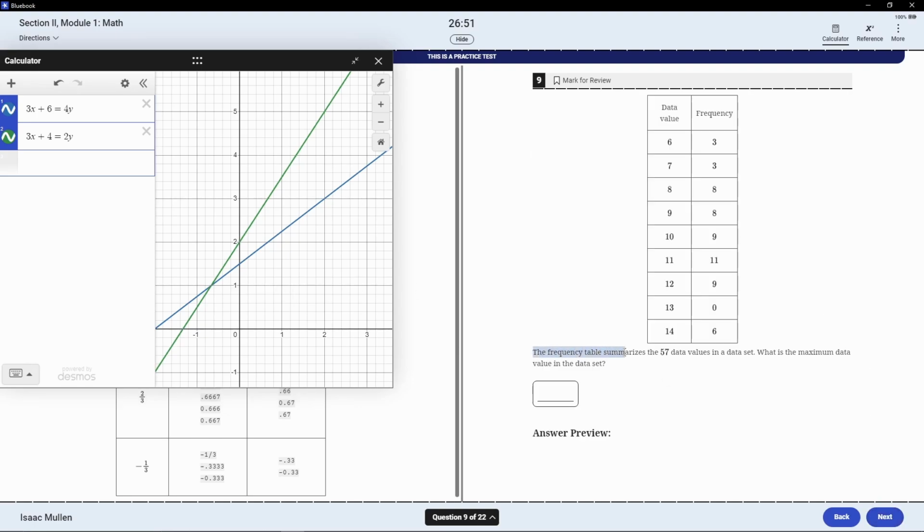The frequency table summarizes the 57 data values of the data set. What is the maximum data value in the data set? In this whole set, what's the maximum data value? Well, it's 14. It's 14, right? This is a very easy question. Some might think it's 11 just because 11 has the highest frequency, but it is 14.